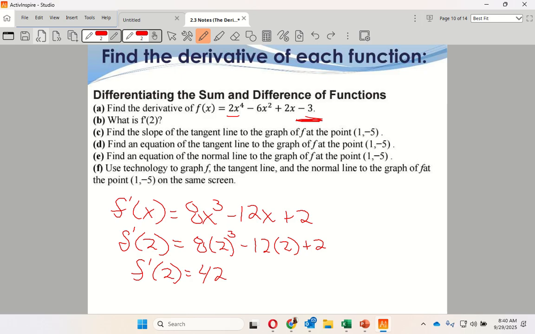Okay. All right, use technology. Find the graph of f, tangent line, normal line to the graph point on the same screen.